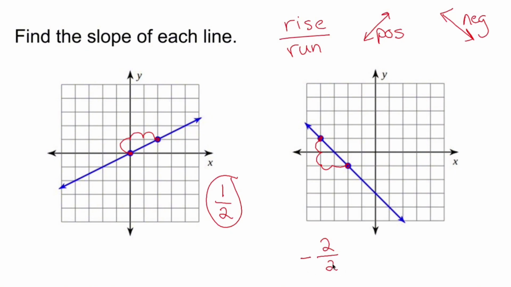Now the difference between this guy and the last guy is I can simplify this. So 2 divided by 2 is 1, which means negative 2 divided by regular 2 is negative 1. And so my final answer here is negative 1. So that's how you find the slope of a line with points already given to you.